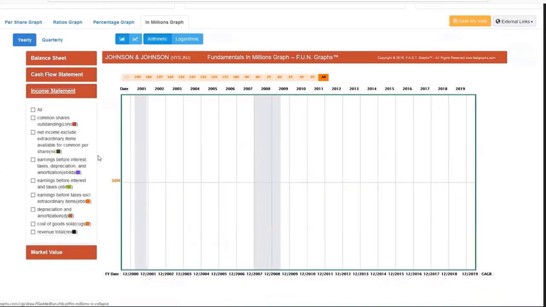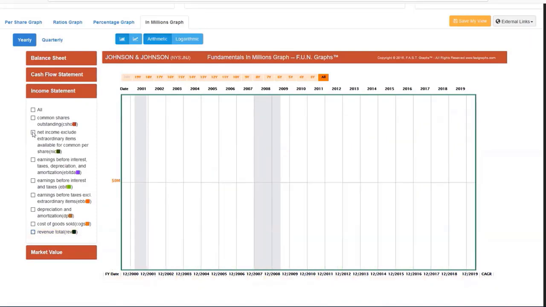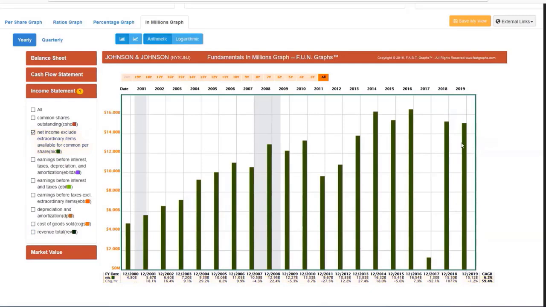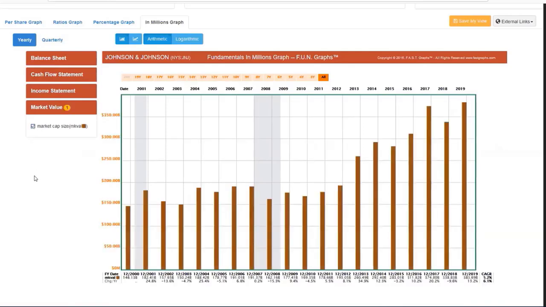And we can look at the income statement, and we can look at things like revenue, their total sales, and we can see that they've got about $82 billion in sales as of 2019. We can see the trend. You can see items like net income, so the profits that they make. It's really nice to be able to just see this instead of trying to look through financial statements and pull all the data out. It's just here for us visually. One other item that's in the F.U.N. graphs is the market value, which takes the price per share and multiplies by the shares outstanding.